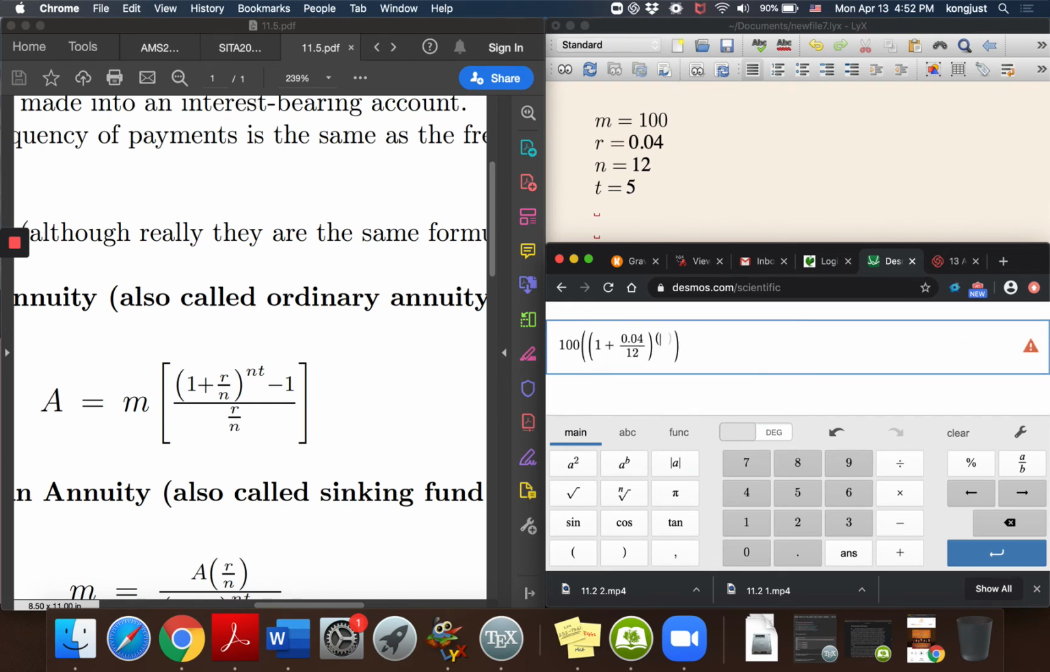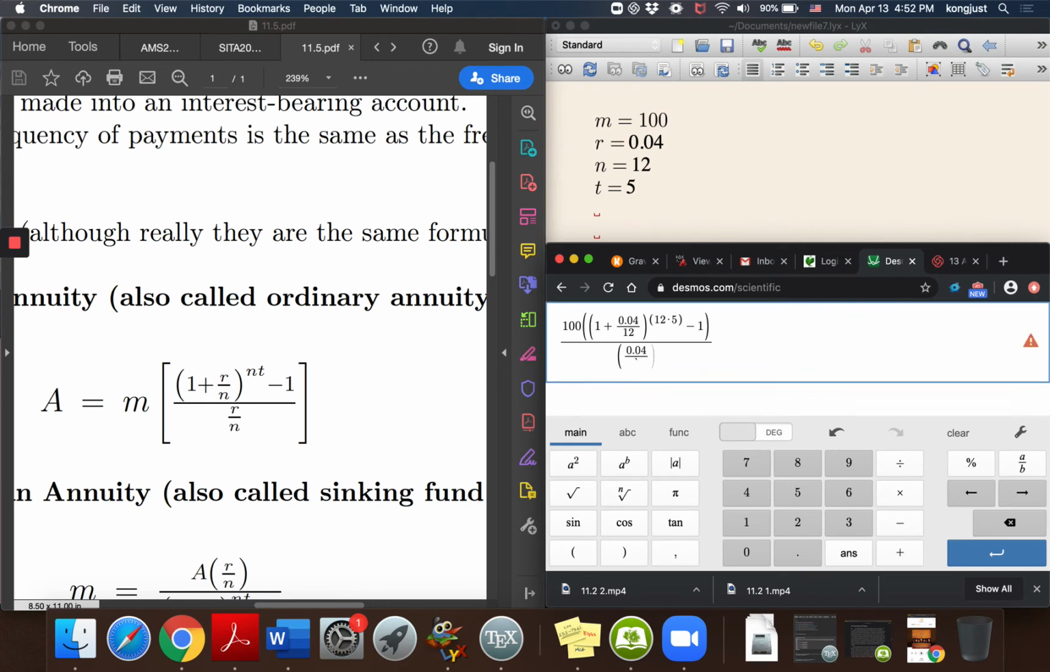Raise that to the, in parentheses, 12 times 5. And then get back to the bottom, subtract 1. Divide that by, in parentheses, 0.04 over 12. Okay, and you get 6,629. The time period is only 5 years, which is why this value is not so huge.